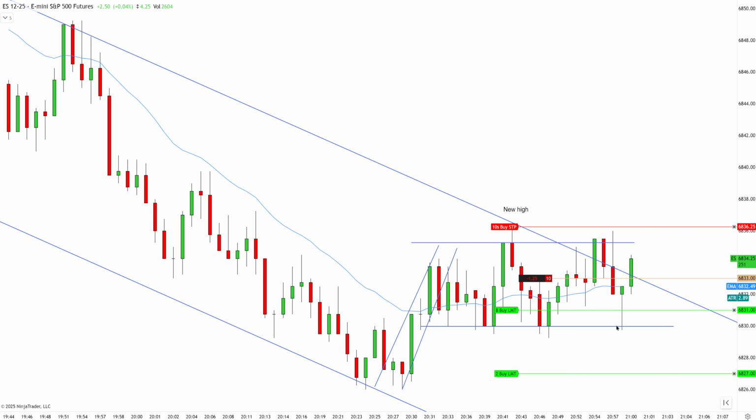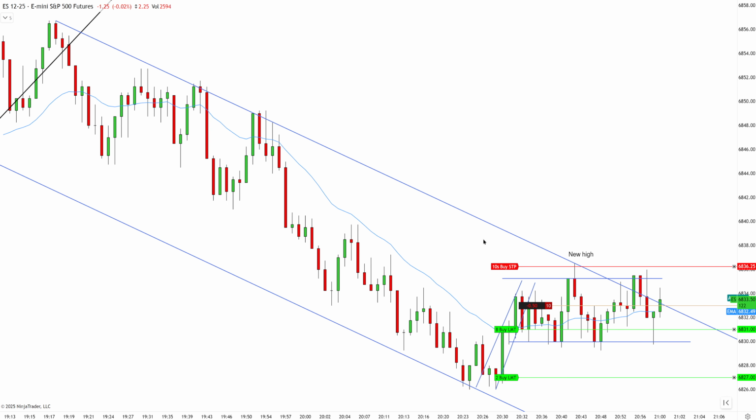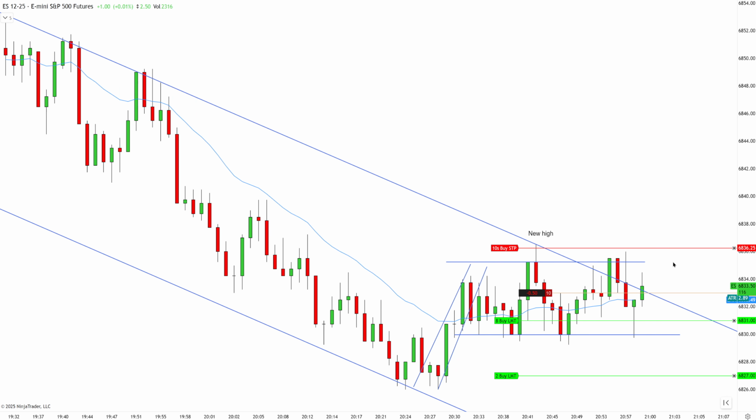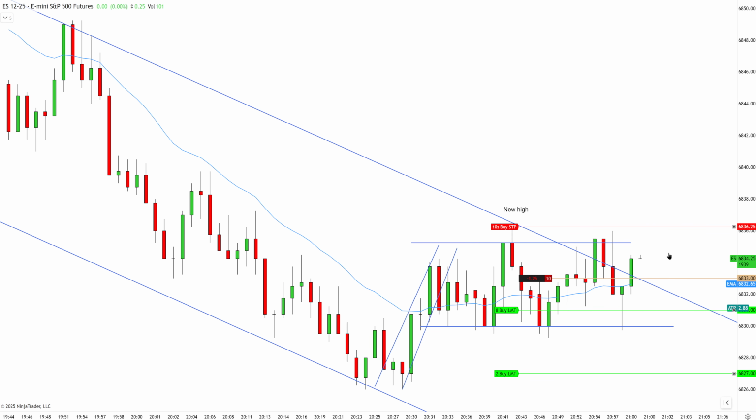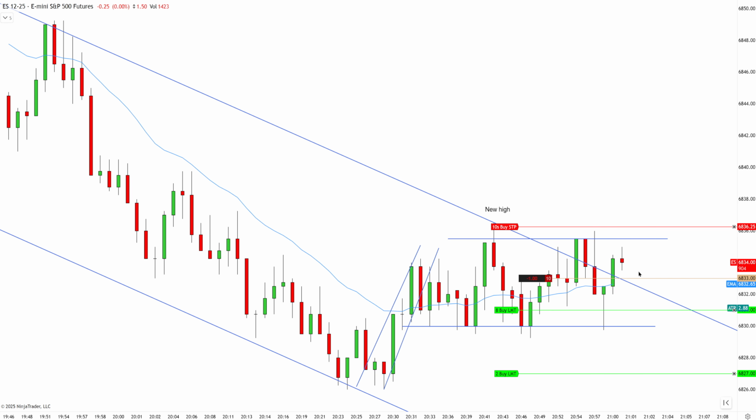The support is a smaller pattern, a smaller key entry point than this bigger trend line. This is the bigger trend line. So I'm betting more on this trend line, but it doesn't look good for us. I'm going to pause the video and let you guys see how the trade developed.